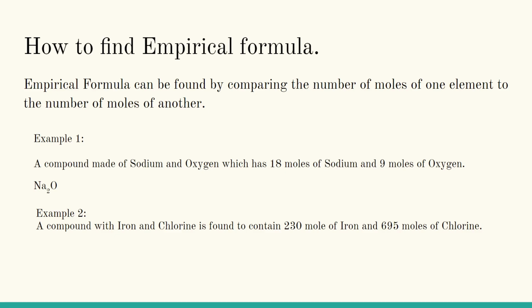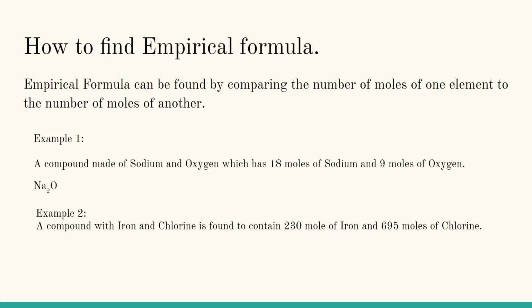Example number 2 is going to be iron and chlorine. We find that we have 230 moles of iron and 695 moles of chlorine. Now, in this particular case, if we did the math, we would find that we have slightly more moles of chlorine than a whole number ratio. Often when we do our experiments, it's going to be that way. We're going to have a slight difference because of either some rounding error or some error in the actual equipment that we use to measure this.